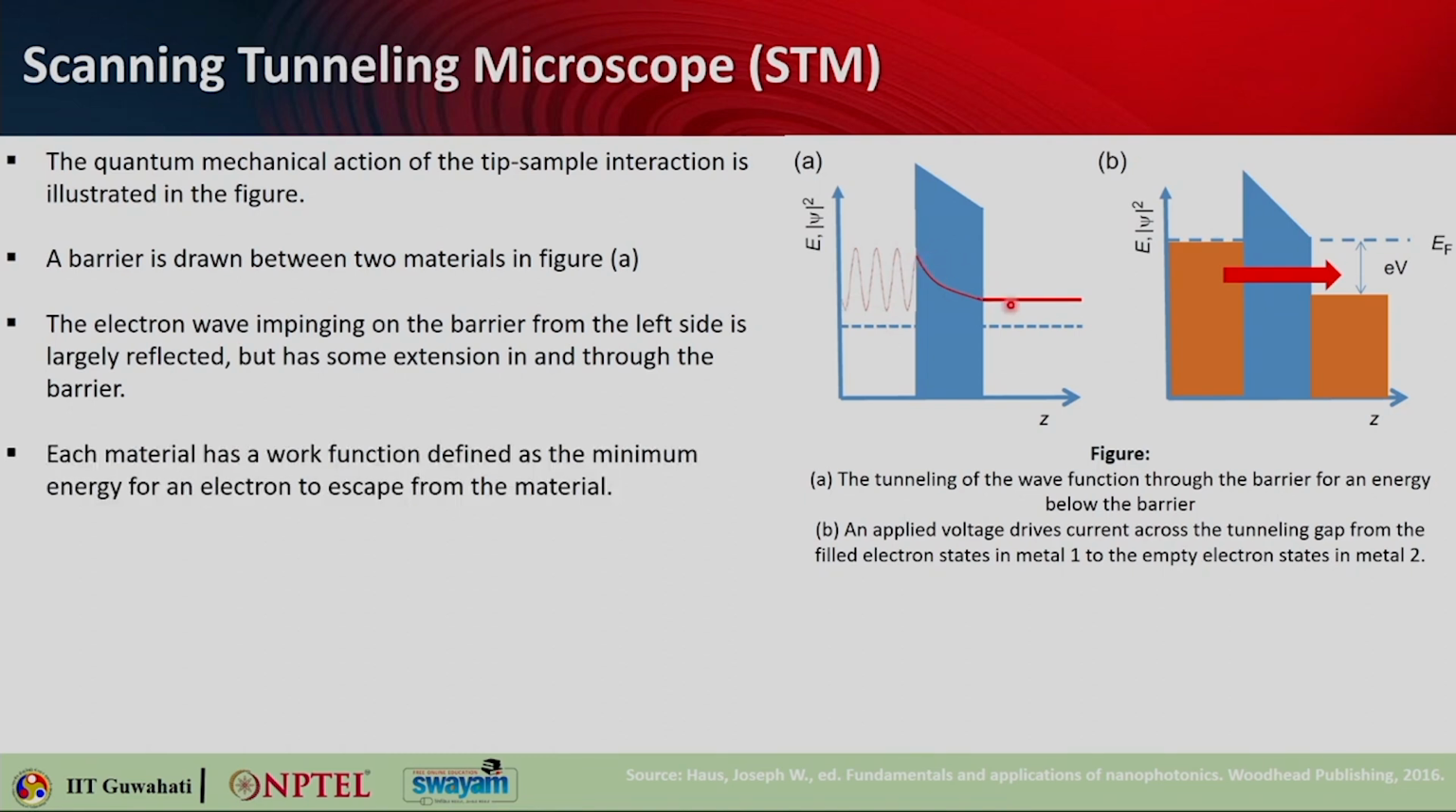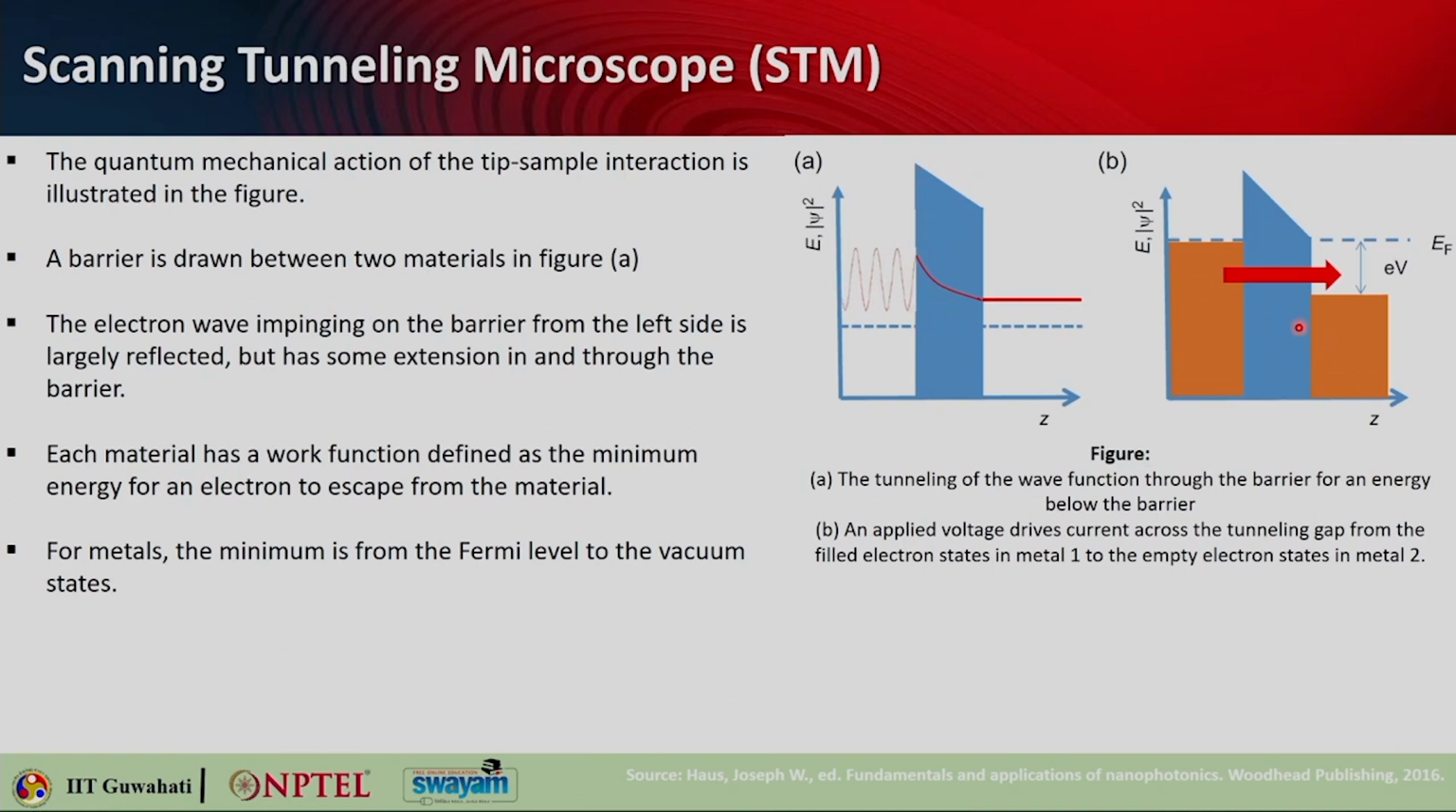Each material has a work function, which is defined as the minimum energy for the electron to escape the material. For metals, the minimum is from the Fermi level to the vacuum states, as you can see here. If you look carefully, this shows the tunneling of the wave function through the barrier for an energy which is lower than the barrier. This is the height of the barrier.